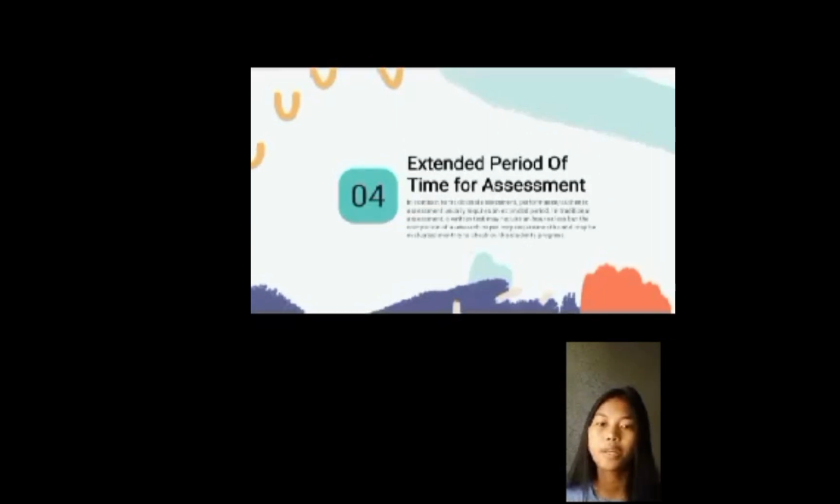Lastly is the extended period of time for assessment. In contrast to the traditional assessment, performance and authentic assessment usually requires an extended period. In traditional assessment, a written test may require an hour or less, but the completion of a research paper may require months and may be evaluated monthly to check on the student's progress. An extended performance assessment measures learning over a period of time.